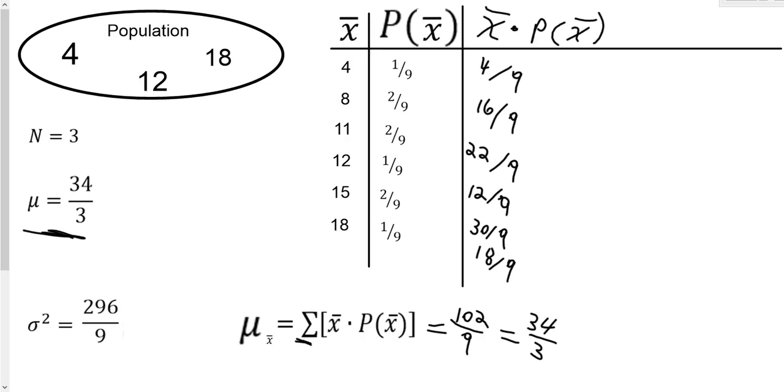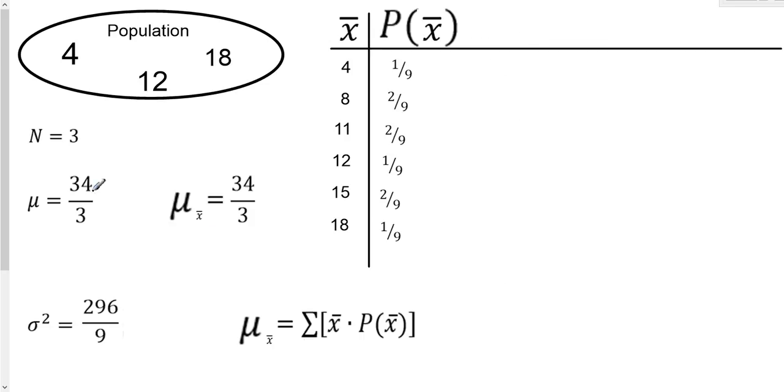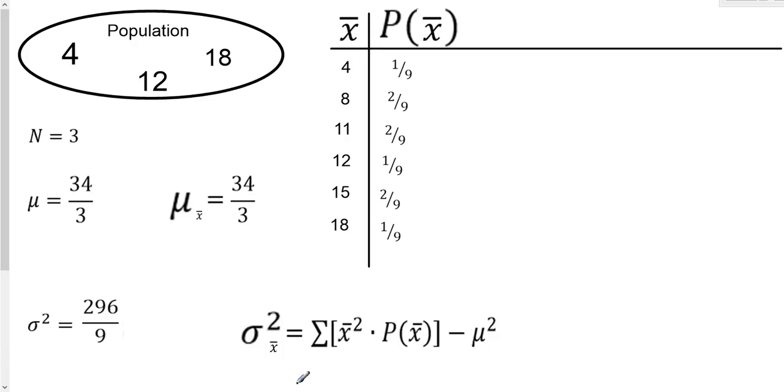All right? So I have the sampling distribution mean, mu of x bar, the mean of the x bars, is equal to the population mean. Okay? All right, so let's go ahead and calculate another thing. Let's calculate the variance of this sampling distribution.